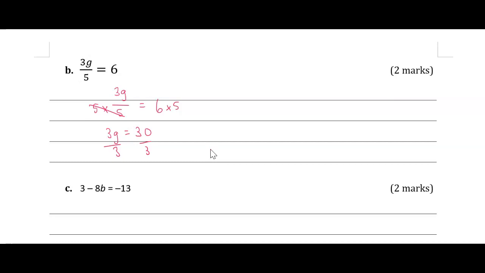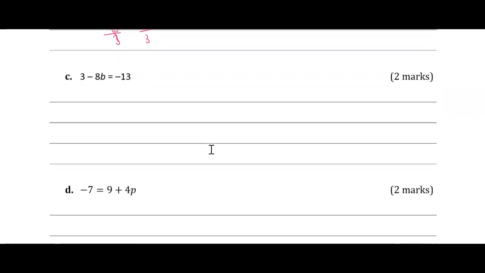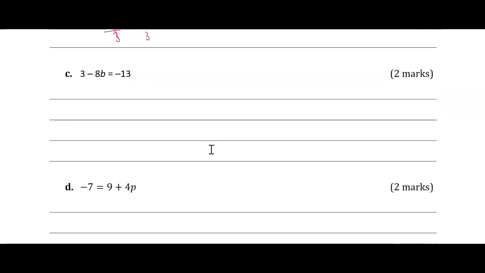And then the opposite of multiplying by 3 is to divide by 3. And then we're left with g equals 10. All right, question C, another 2-step equation. This time we've got 3 minus 8b equals negative 13. So our constant is 3. So remember, your negative sign is in front of a term. So this 3 is actually a plus 3.